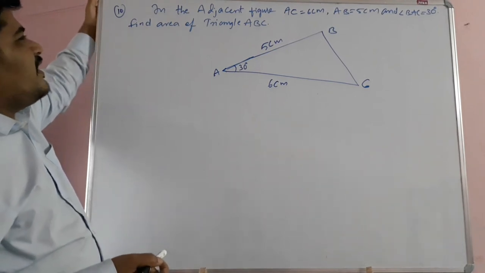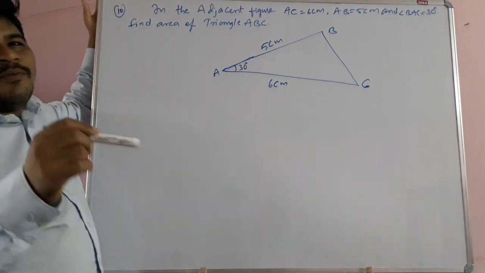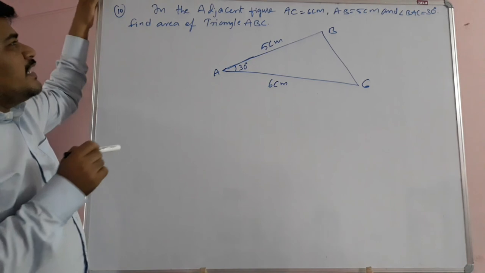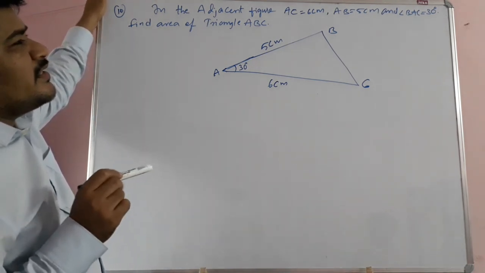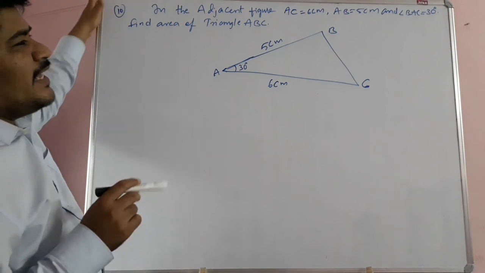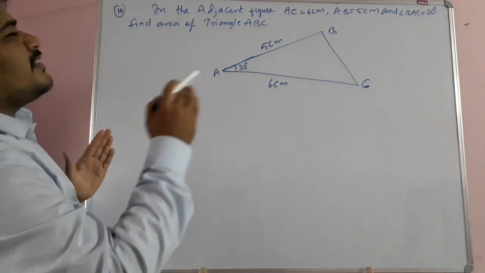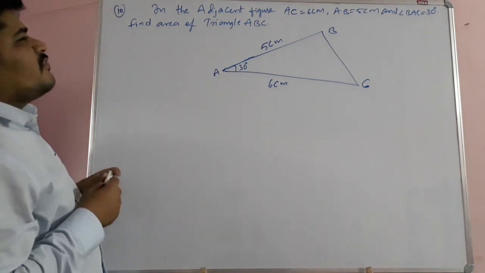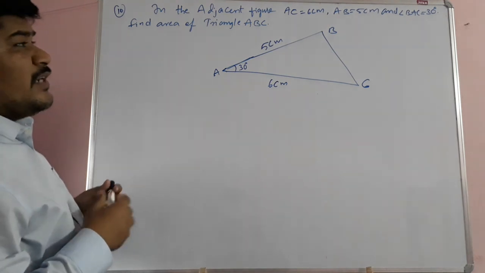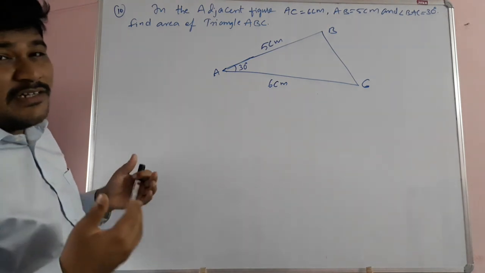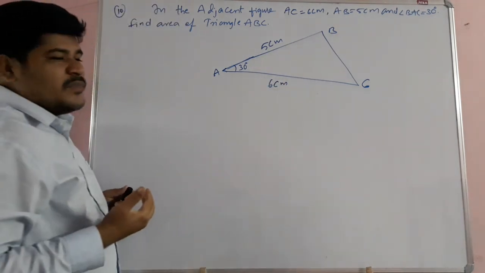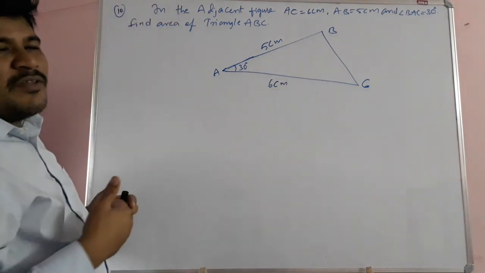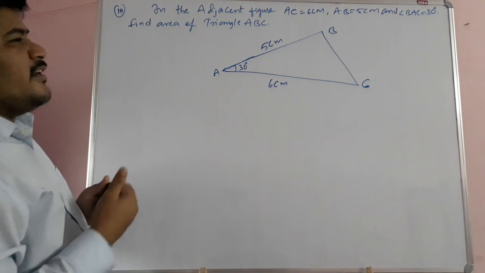Let's see problem number 10. This is the last problem in exercise 12.1. In the adjacent figure, AC is 6 centimeters, AB is 5 centimeters, and angle BAC is 30 degrees. Find the area of triangle ABC. Students, this is not a right angle triangle. They did not keep the right angle symbol here. So to solve this type of problem, we will use the sine rule.